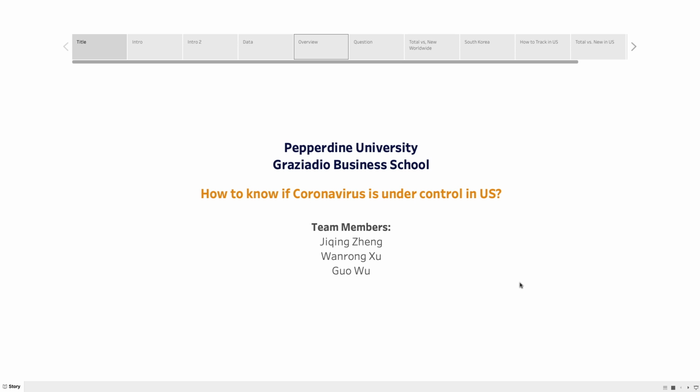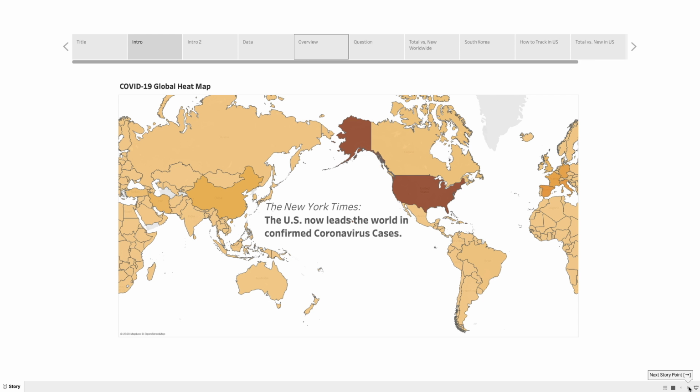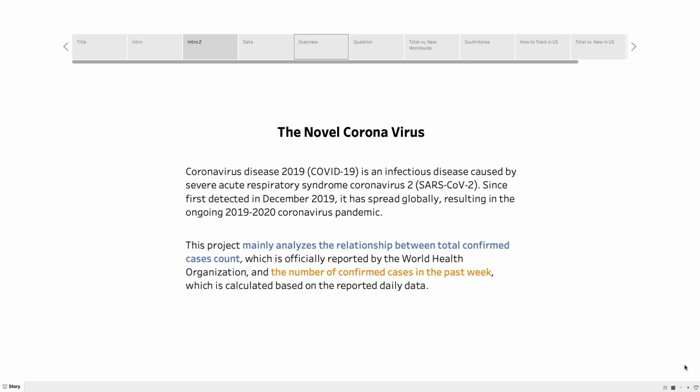And our topic is how to know if coronavirus is under control in the US. COVID-19 has already spread all over the world, especially in the United States. Till today, the US has become the country hardest hit by the coronavirus pandemic and now leads the world in confirmed coronavirus cases. This project mainly analyzes the relationship between the total confirmed cases and the number of confirmed cases in the past week.